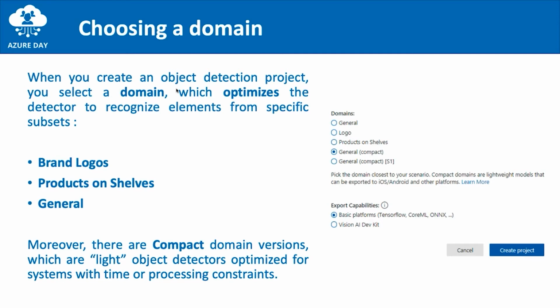The domain optimizes the detector to recognize elements from specific subsets. Basically, we have options such as, okay, if we are going to recognize brand logos, we select the logo domain. If we are going to identify items from a retail store, for instance, we select the products on shelves domain. And if neither of these domains are suitable for our task, we select the general domain. Basically, what type of objects are we going to recognize? The first two are pre-trained or optimized for these scenarios.